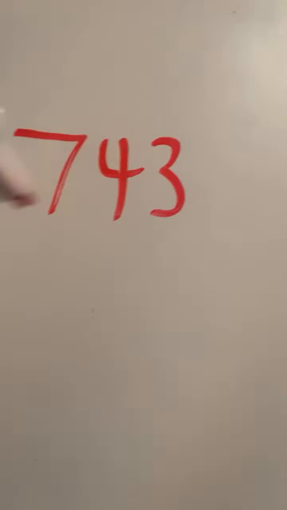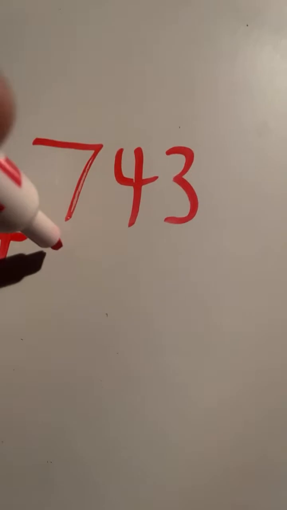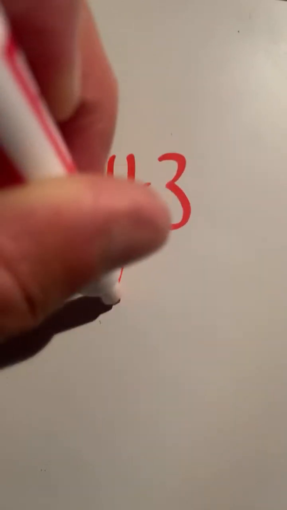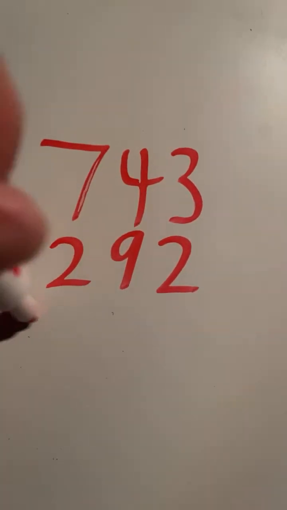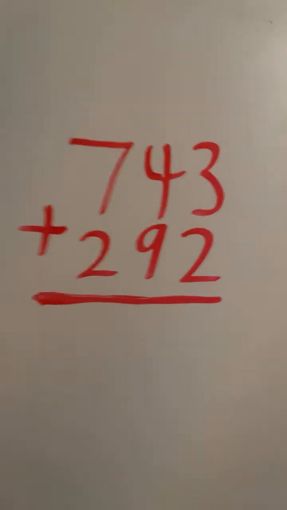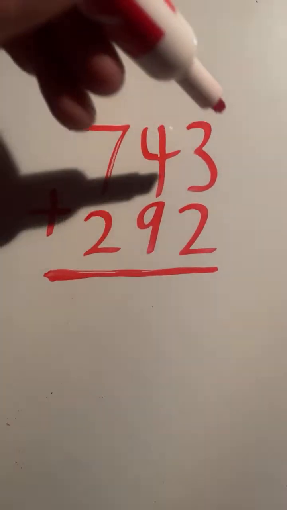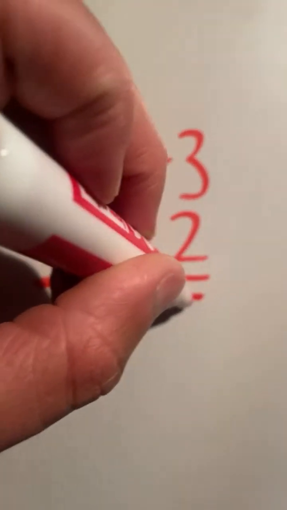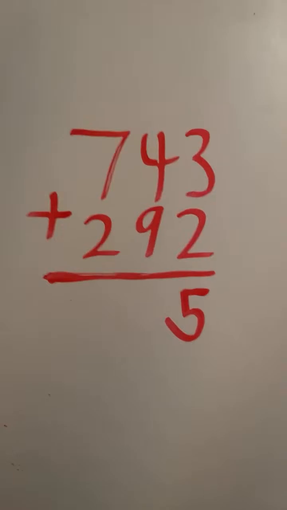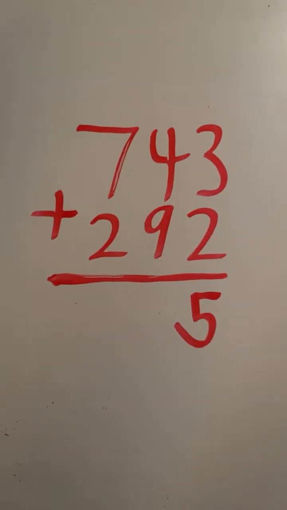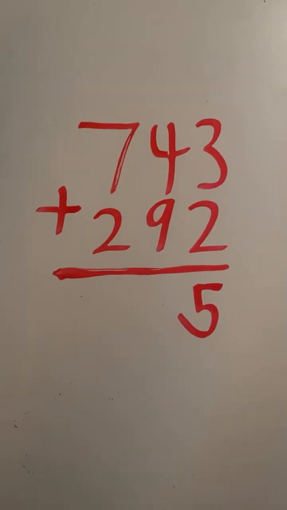All right, we are rocking out with our next example problem, 743 plus 292. So we start in the ones place. 3 plus 2 equals 5. We do not need to regroup in the ones place because our sum is less than 10. We only regroup when our sum is 10 or more.